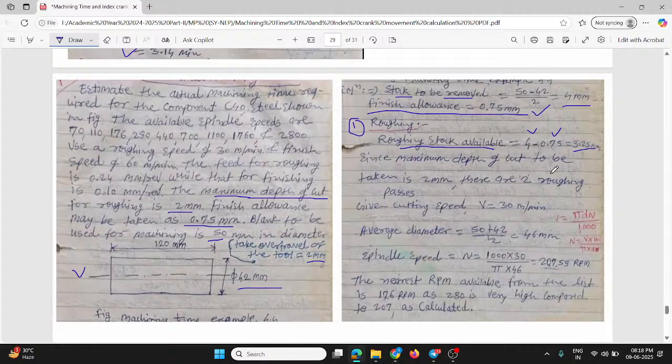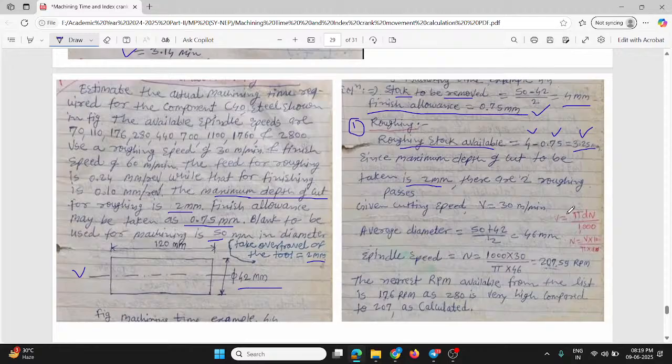Here you know the maximum depth of cut which can be taken is mentioned in the numerical as 2 mm, and the roughing stock available is, as we have just calculated, 3.25 mm. Obviously you can understand that 2 roughing passes will be required. In one roughing pass a maximum of 2 mm material can be removed, and the remaining material can be removed in the other roughing pass.